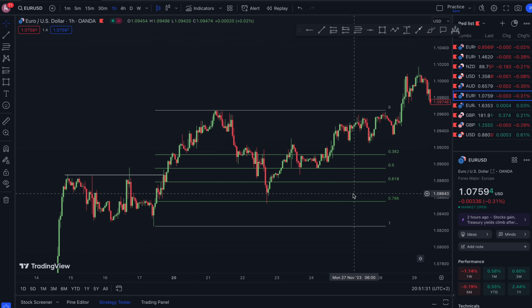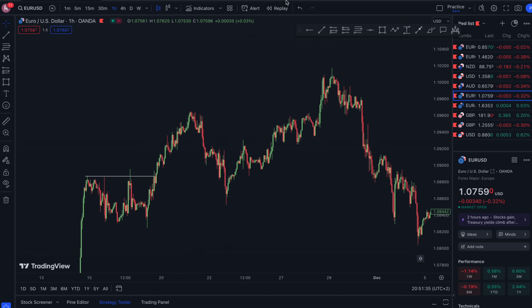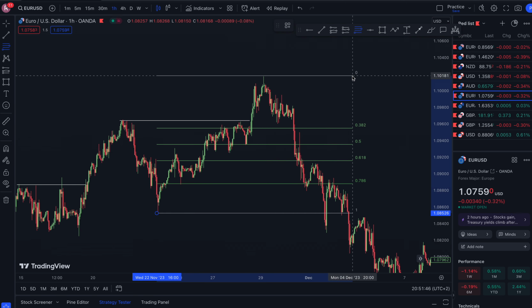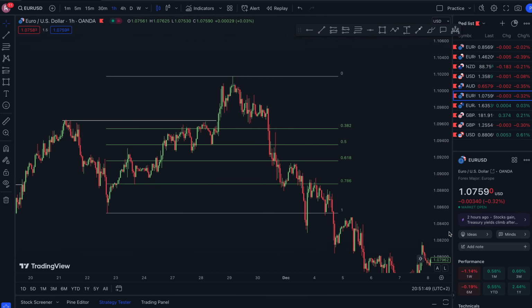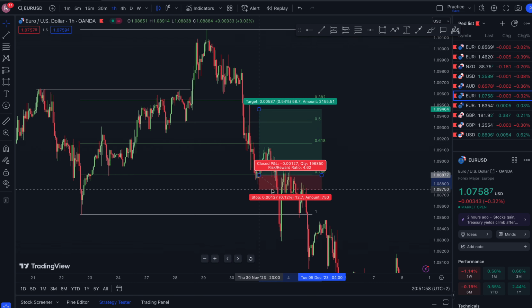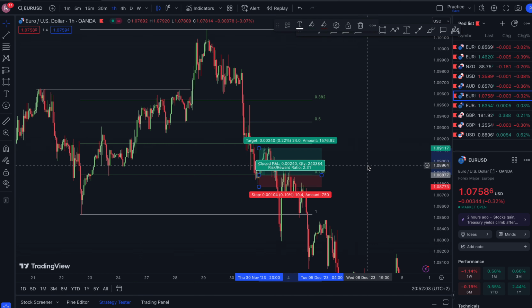I'll show you another example. Now you can see that a higher high was formed right here. Higher high was formed. Draw your fib low to high. You can see what happened here. You can see price bounced on this level right here. You see that was a bounce, and price went up as such. That was a 1 to 2.